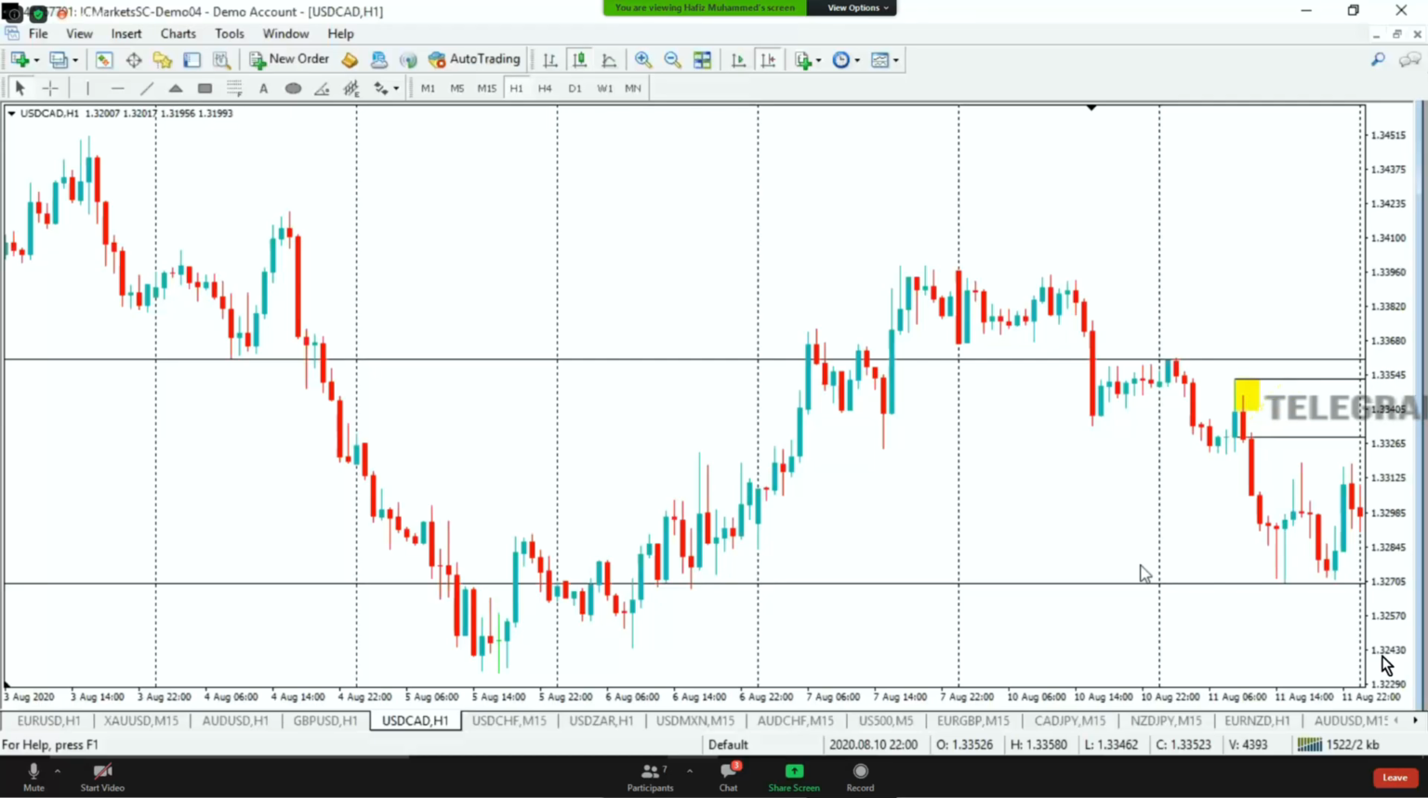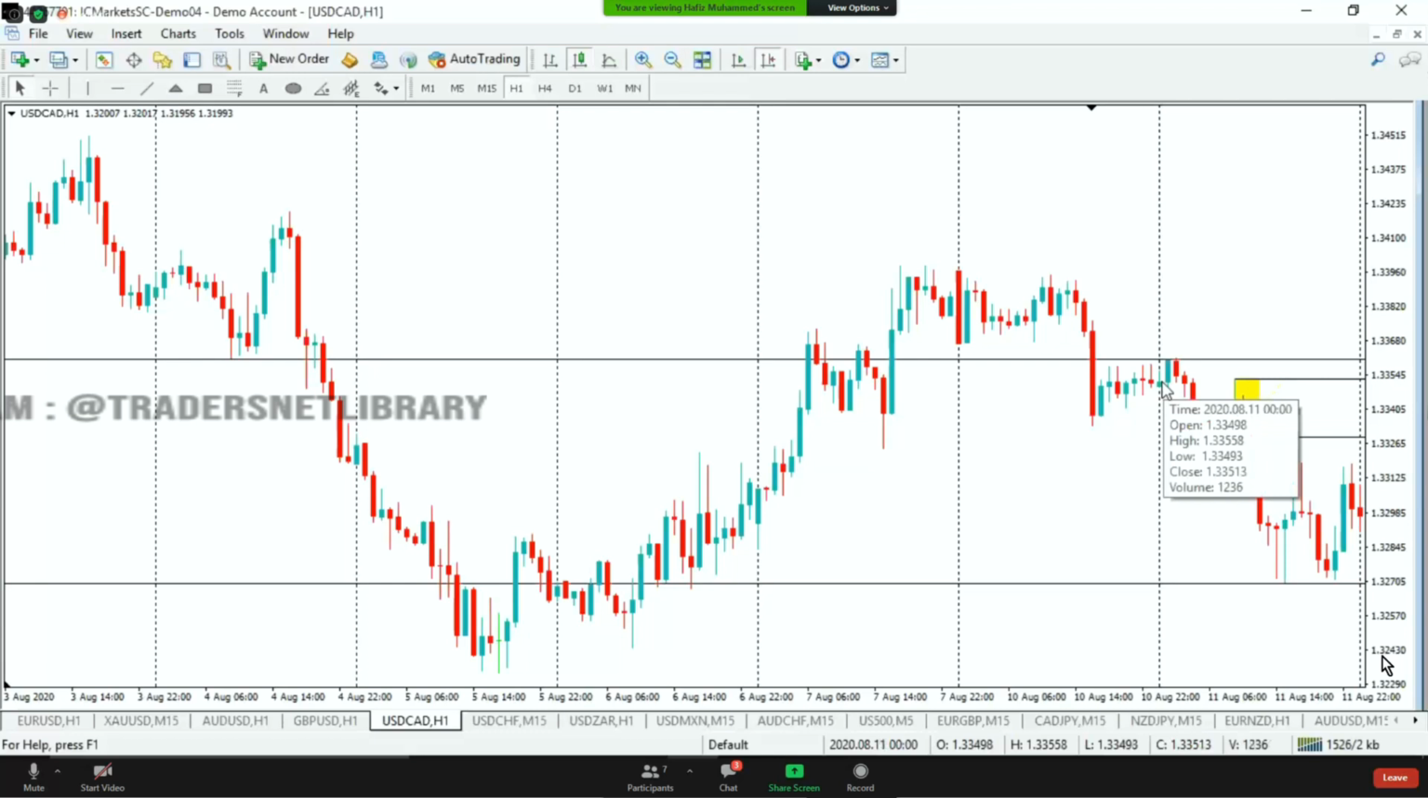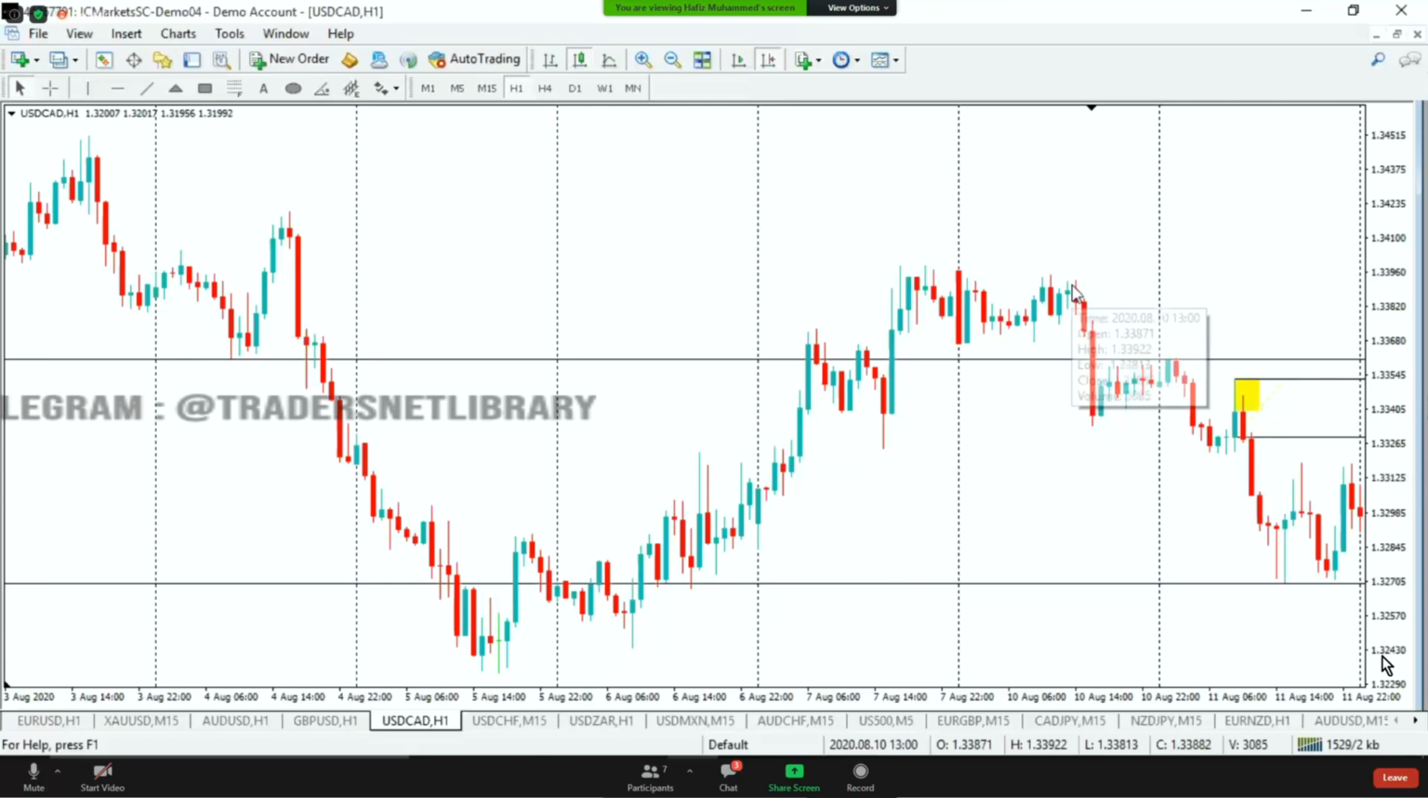On Monday, 10th of August, it is easy, right? You're looking for a supply zone that is close to the current market price. So this is the zone, and it is close to the highs. It wasn't triggered. You have to extend to the next day.